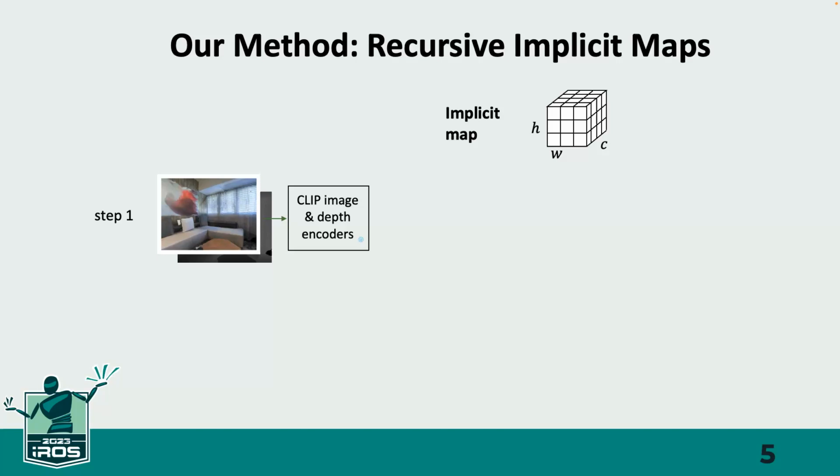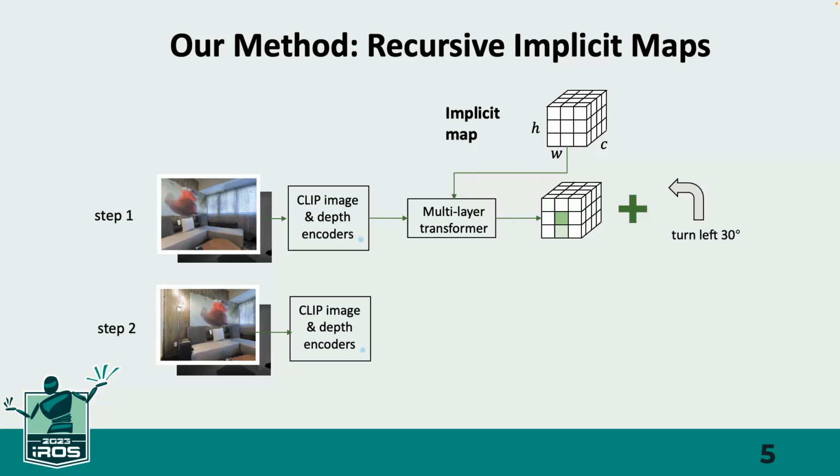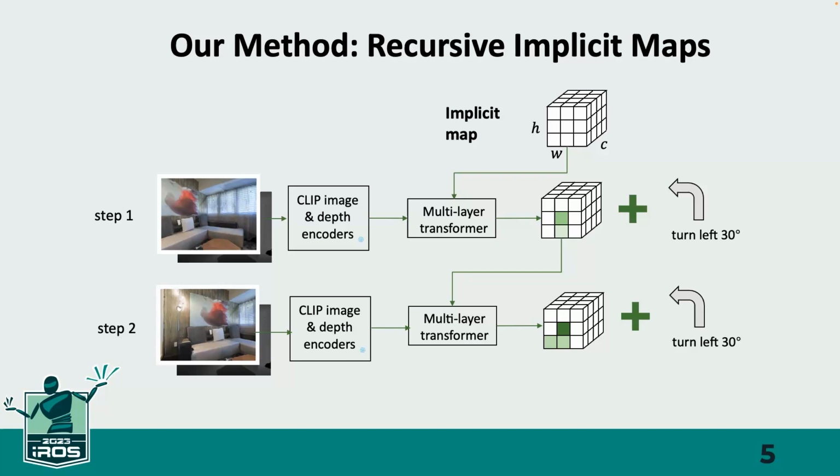Given the input RGBD image at the first step, we first use frozen CLIP image and depth encoders to extract the semantic and geometry-aware latent features. Then we use a multi-layer transformer to update the implicit maps with the encoded features and predict the next action. The model does not require any prior knowledge for map construction, but simply learns from the data to save task-relevant information in the map. The model continues to take new visual observations and recursively update the implicit map and predict the next action.